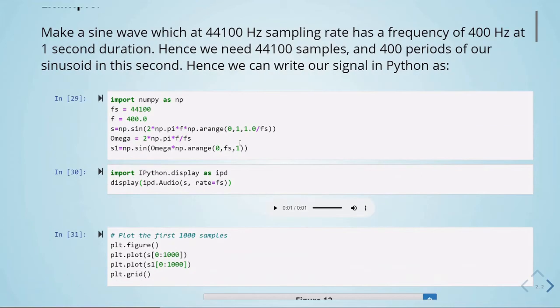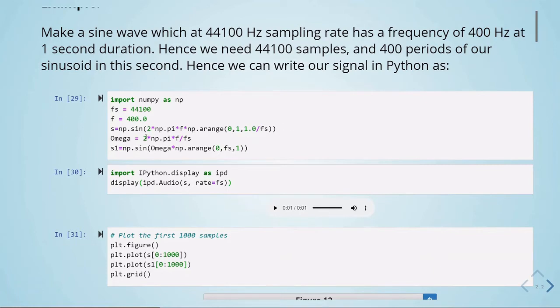Here we are using Python. I'm importing NumPy and defining the sampling rate. Here is the frequency of 400 hertz, and there are two ways we can build the signal. First, S is the sine of 2 pi f, where omega is the angular frequency 2 pi f, times the time, which goes from 0 to 1 second in intervals of 1 divided by the sampling frequency. This is our period, and we have this sine wave.